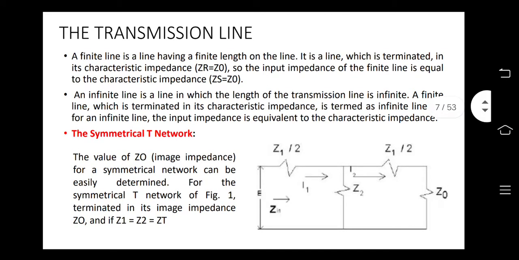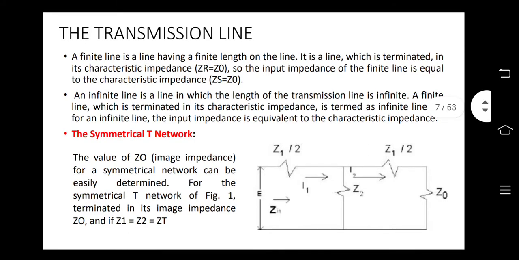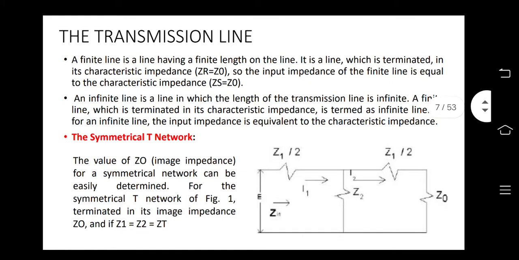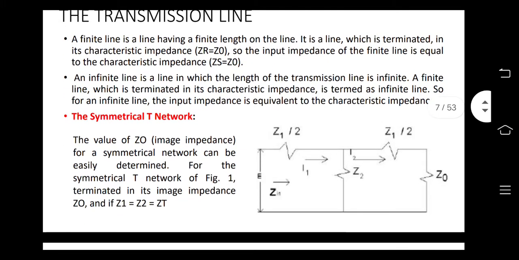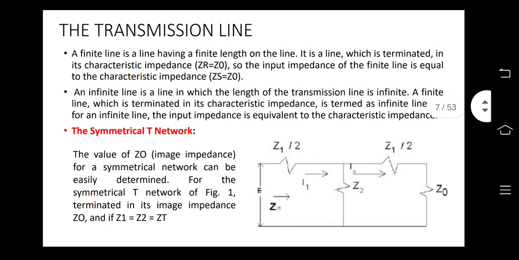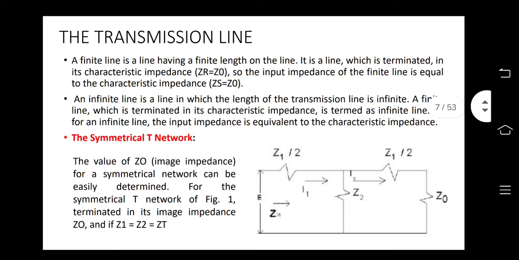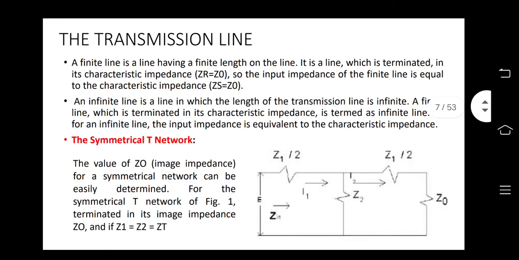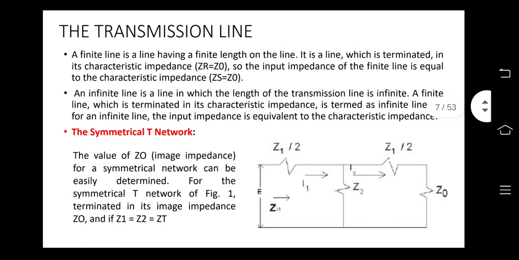An infinite line has to be considered. A finite line will have a finite length. It is a line which is terminated in its characteristic impedance. So, ZR will be equal to Z0, so that the input impedance of the finite line is equal to the characteristic impedance, that is Zin equals Z0.